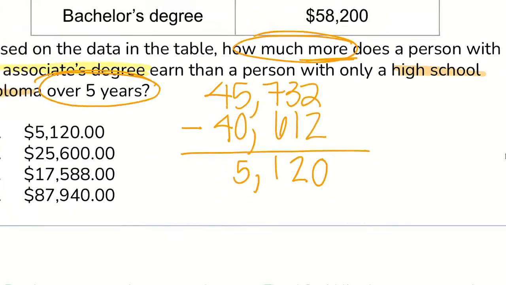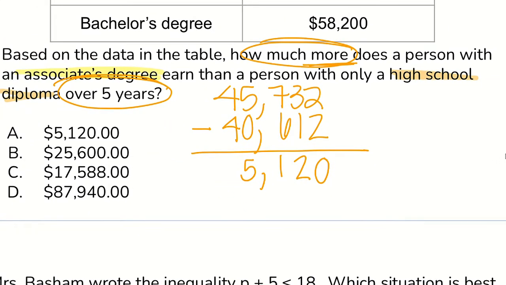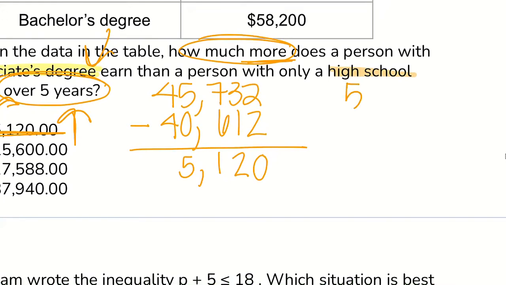So that is only for 1 year. And notice, that's an answer choice. I bet lots of people pick it. Don't fall for it. They're tricking you. Now we have to take it and do it for 5 years. So I've got to multiply this 1 year and do it for 5 years.